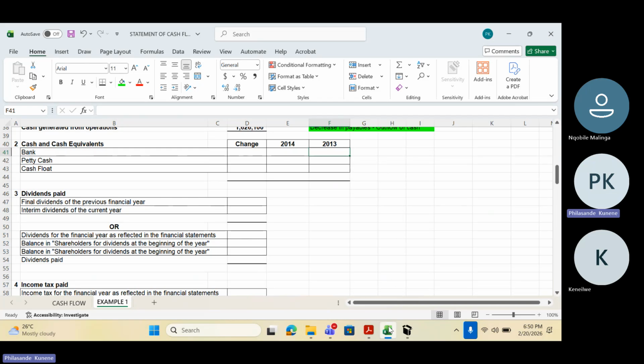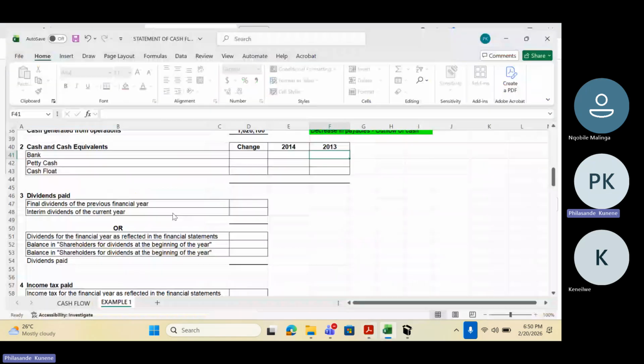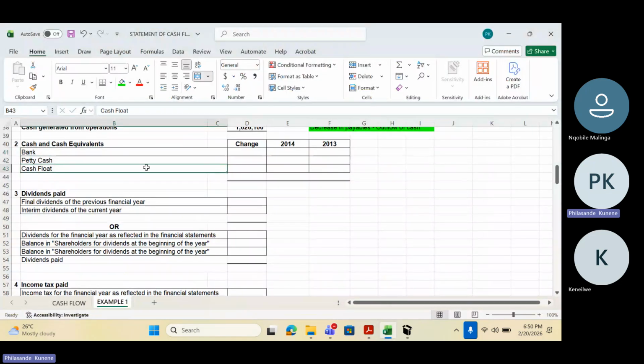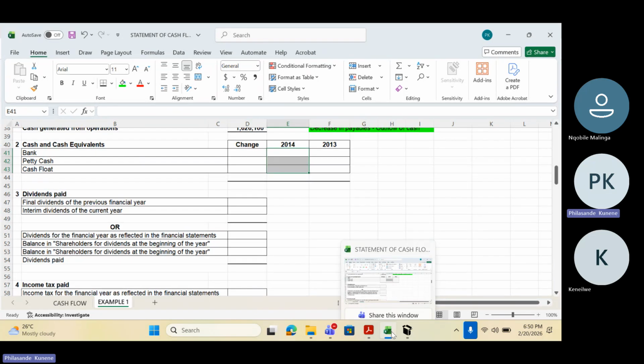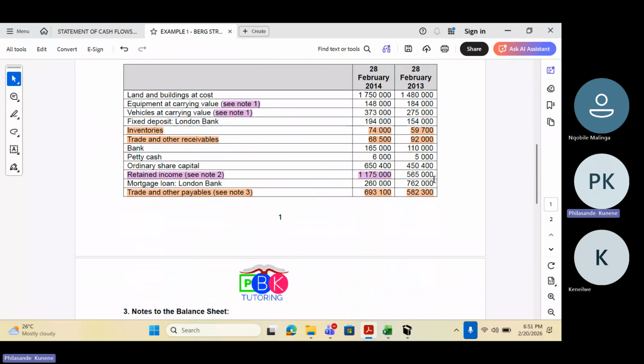Let's see. Cash and cash equivalents, you see the format here. We have bank, we have petty cash, and then we have cash float. These are the possible amounts that you can get from the trial balance. Then you put your amounts for 2013, you put your amounts for 2014, and then you look at the change and decide whether it's an inflow or an outflow. So let's carry on and see.